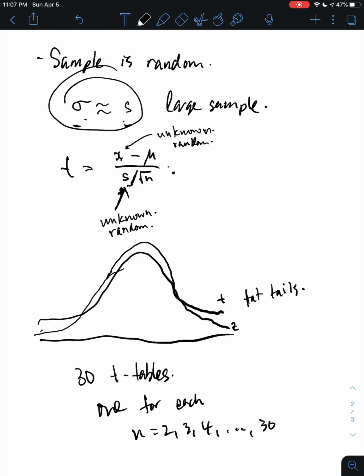If you're using a computer, there's less of a problem. A computer can easily store 30 different tables in its memory, so computers can deal with this just fine. Unfortunately, we are not using computers in this course. We're using paper tables, so we have to figure out a way to cope with this. We don't want to print out 30 tables. So what we do instead is, for t tables, we only print out the critical values.